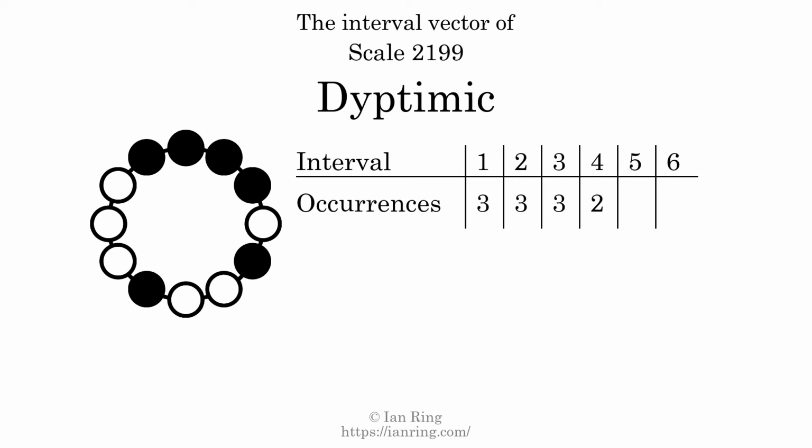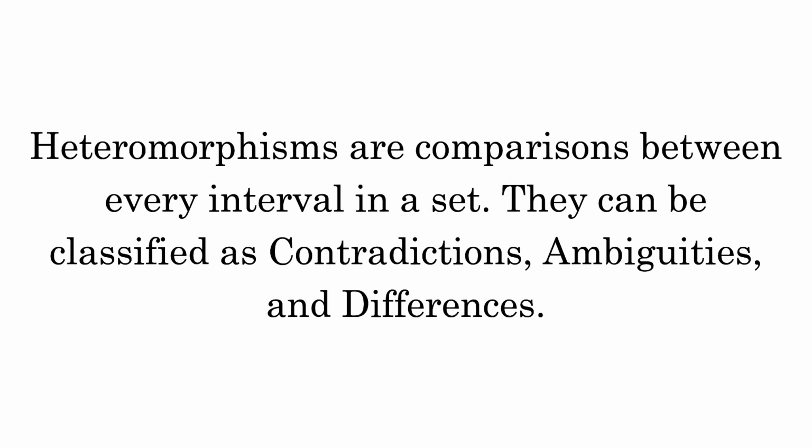There are 2 intervals with a size of 4 semitones. They are here, and here. There are 3 intervals with a size of 5 semitones. They are here, here, and here. There is 1 interval with a size of 6 semitones. It is here. Each interval does not appear in this scale a unique number of times, so this is not a deep scale. Heteromorphisms are comparisons between every interval in a set.